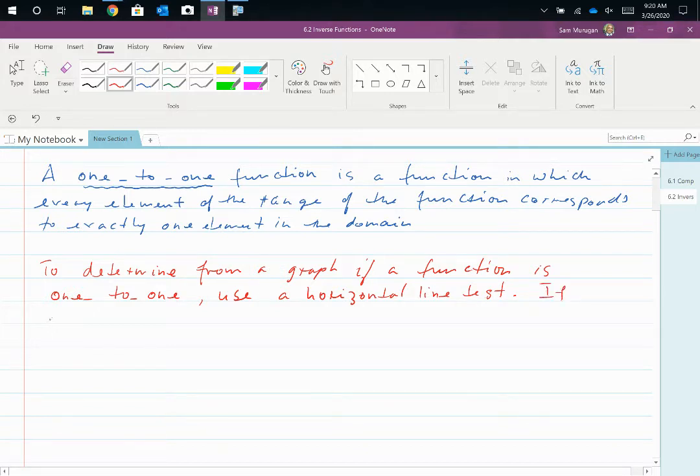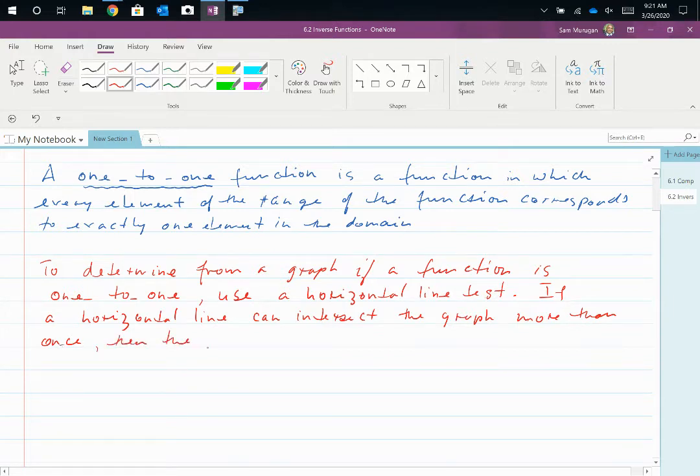If a horizontal line can intersect the graph more than once, then the graph slash function is not one to one.